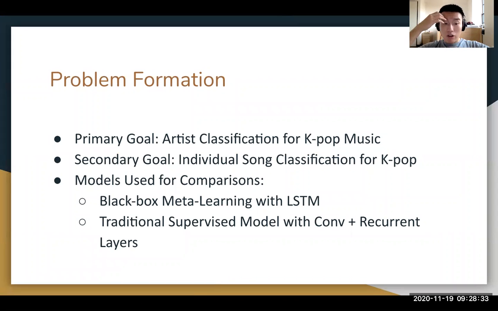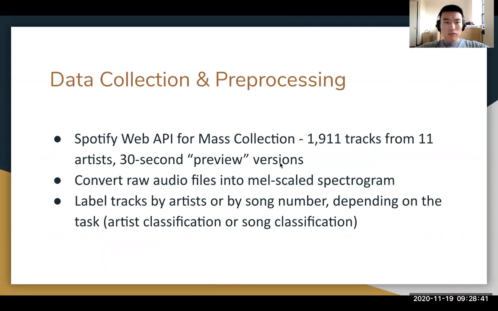And a second model is a traditional supervised learning model with conv and recurrent layers, specifically designed for artist classification. For my data collection and pre-processing, I used the Spotify web API to collect almost 2,000 tracks from 11 artists. Those are 30-second preview versions for each song track. Then I used a library called Librosa to convert the raw audio files into mel-scaled spectrograms.